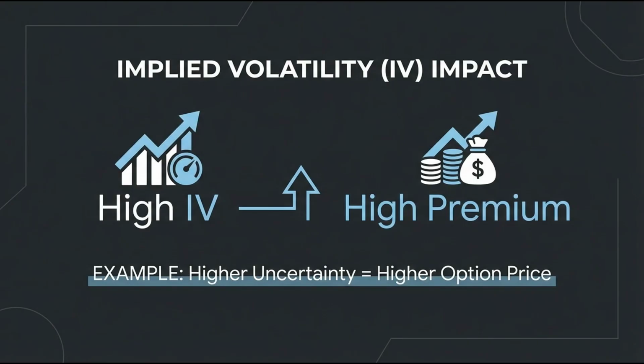Another column you must monitor is implied volatility, or IV. This percentage reflects the market's expectation of future price movement for that specific strike. High IV means the option is expensive relative to historical norms, often occurring before earnings events. Low IV suggests the option is relatively cheap. When reading the chain, you aren't just comparing dollar amounts. You are comparing IV percentages to determine if you are buying an inflated asset or a discounted one.